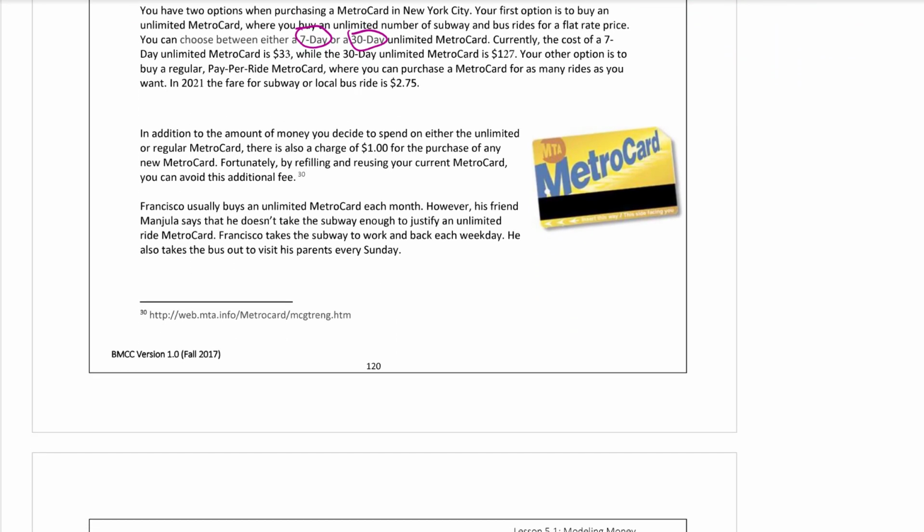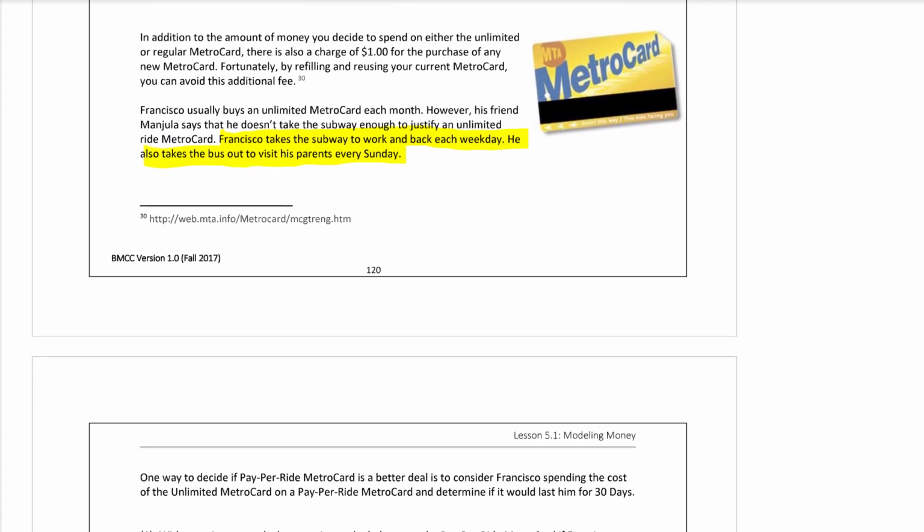All right, so we have another person where we're going to be looking at a particular situation. His name is Francisco, and he usually buys an unlimited Metro card each month. However, his friend Manjula says that he doesn't take the subway enough to justify the cost of an unlimited Metro card. So that's information, let's highlight it. Francisco takes the subway to work and back each weekday. He also takes the bus out to visit his parents every Sunday. All right, so that's his travel information.